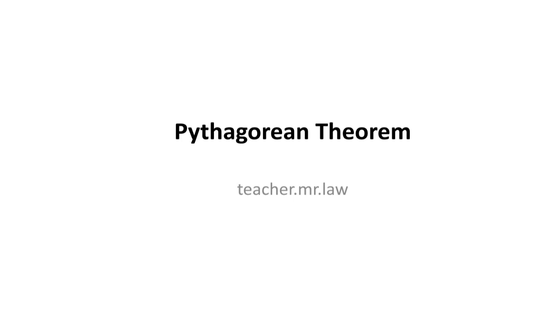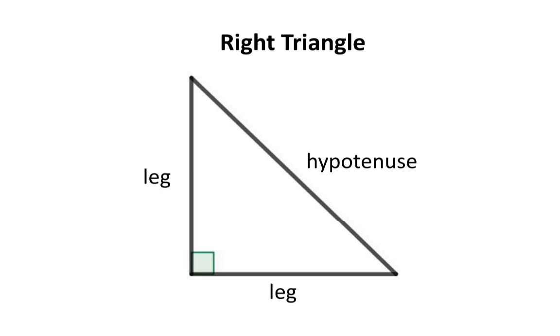In today's lesson, we'll be learning about Pythagorean theorem. Before we begin, we need to review some key terms. The diagram below is a right triangle. It is a right triangle because of that symbol.